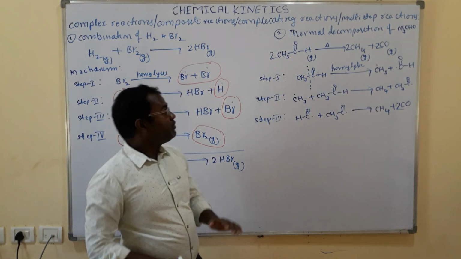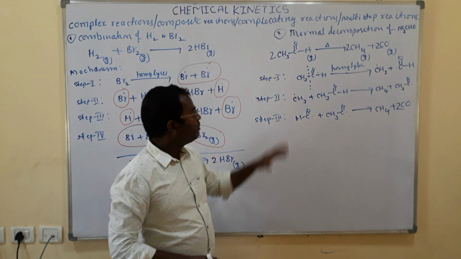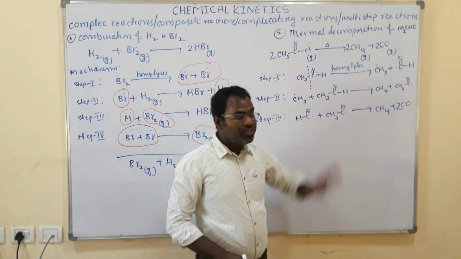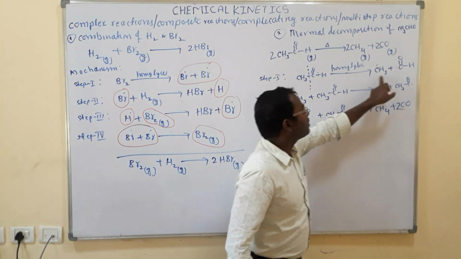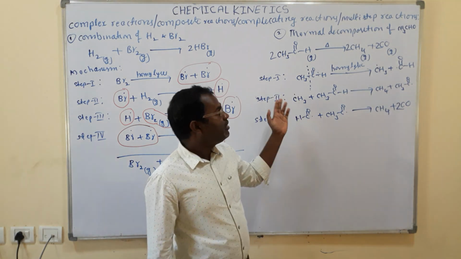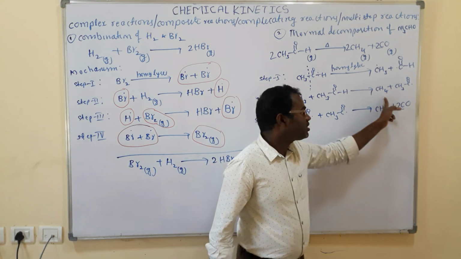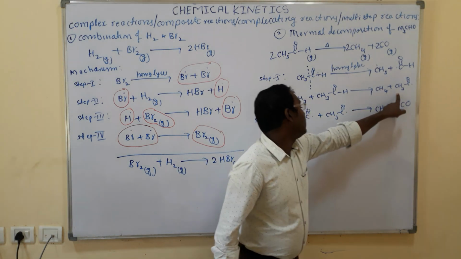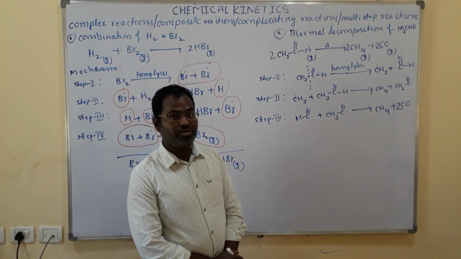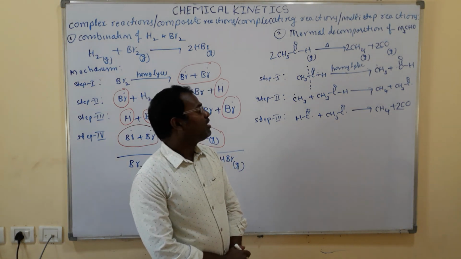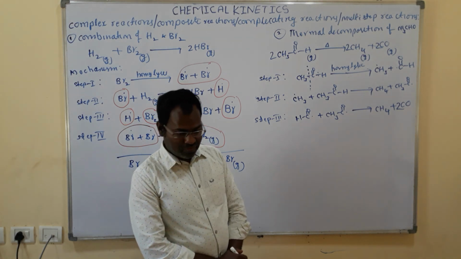Okay, so if you take the mechanism of the thermal decomposition of acetaldehyde, there we have 3 steps. In the first step, 1 mole of the acetaldehyde undergoes homolytic cleavage and gives you the methyl radical and formyl radical. Later, that methyl radical will combine with the other mole of the acetaldehyde and give you the methane and acetyl radical. Later, formyl radical and acetyl radical both combine and give you the methane and carbon monoxide. So this is about the mechanism of the reaction.